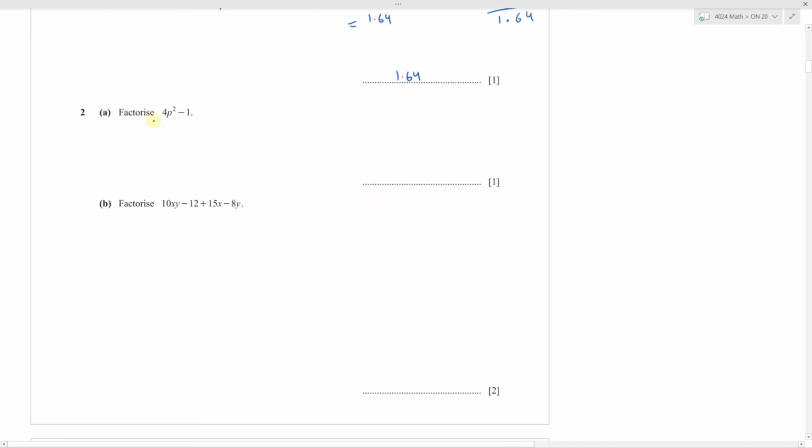Question number 2 is factorize 4p square minus 1. So I can write this 4p square as 2p whole square, and 1 can be written as 1 square. So we can use the formula a square minus b square equals to a plus b into a minus b. So using this formula, I can write this as 2p plus 1 multiplied by 2p minus 1. So this will be your answer, 2p plus 1 multiplied by 2p minus 1.